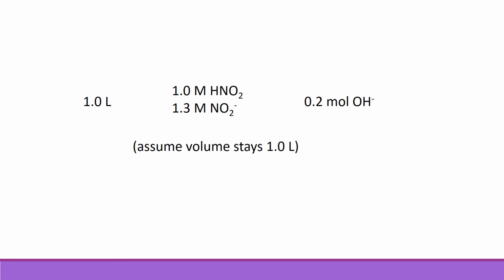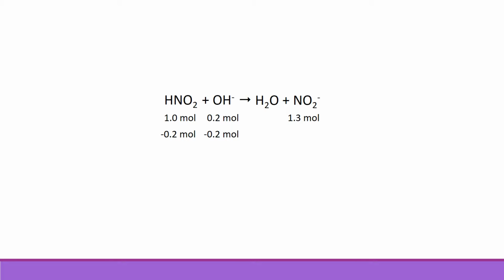Now let's imagine making a liter of this buffer and adding 0.2 moles of hydroxide to it. And to keep things simple, we'll assume the volume stays 1 liter. The hydroxide will be neutralized by the nitrous acid, producing water and nitrite. We started with 1 mole of our weak acid and 1.3 moles of nitrite. The stoichiometry is all 1 to 1, so after adding 0.2 moles of hydroxide, it takes that same amount of acid to neutralize it, which also produces an equal amount of nitrite.